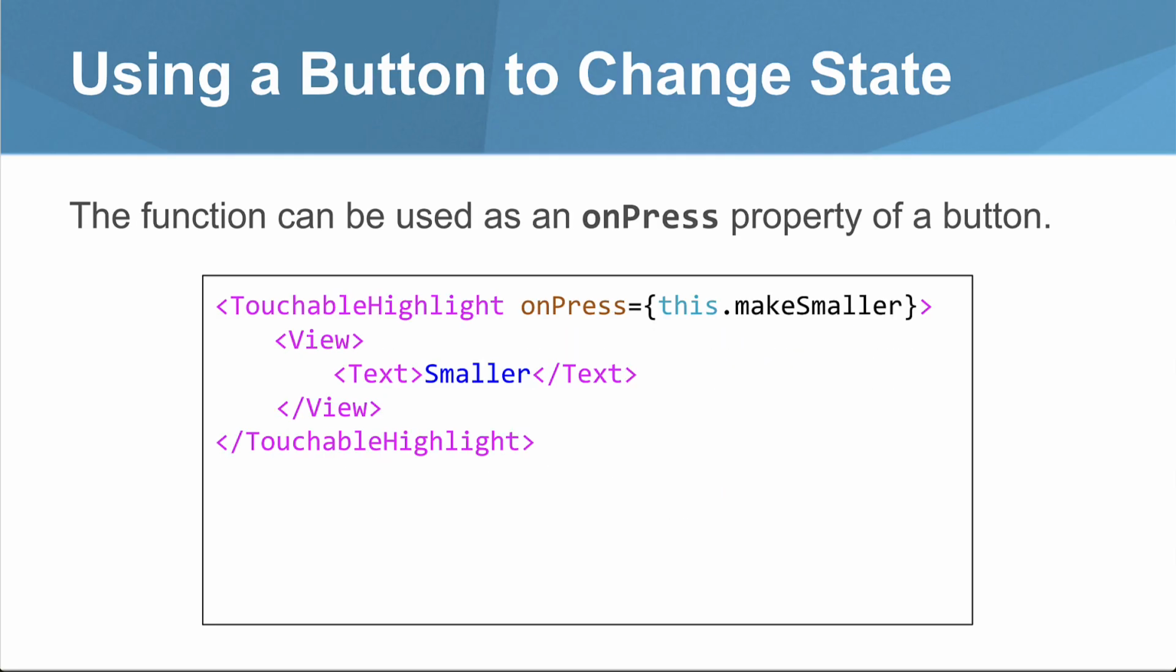We can also add a button with an onPress function to trigger the change. When we write onPress equals this.makeSmaller, we're telling the app, every time someone taps this button, run this function. And since that function updates the state, the image updates too.